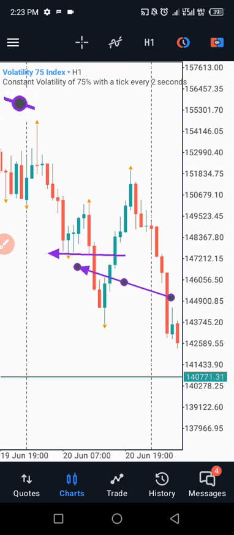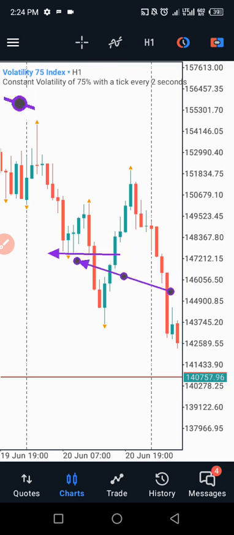And then we can see that this was the most recent low that was broken, not this, because this was only broken after the formation of this. So this was the most recent low that was broken, and that would be the third confirmation.